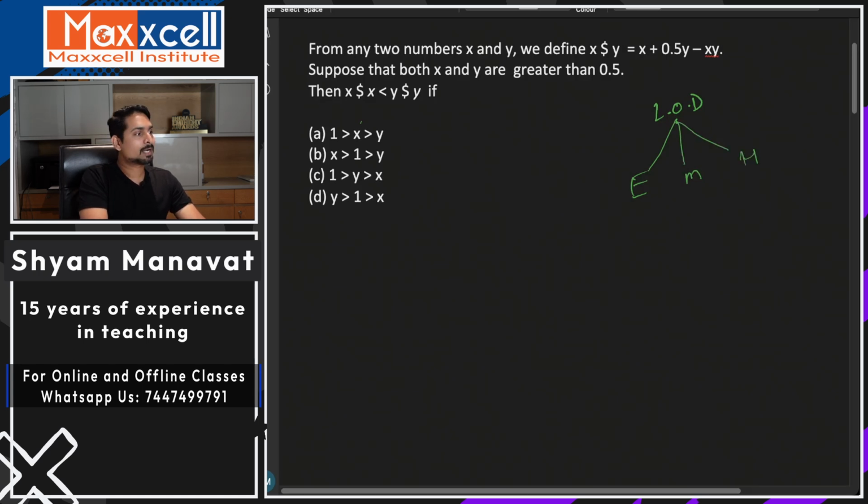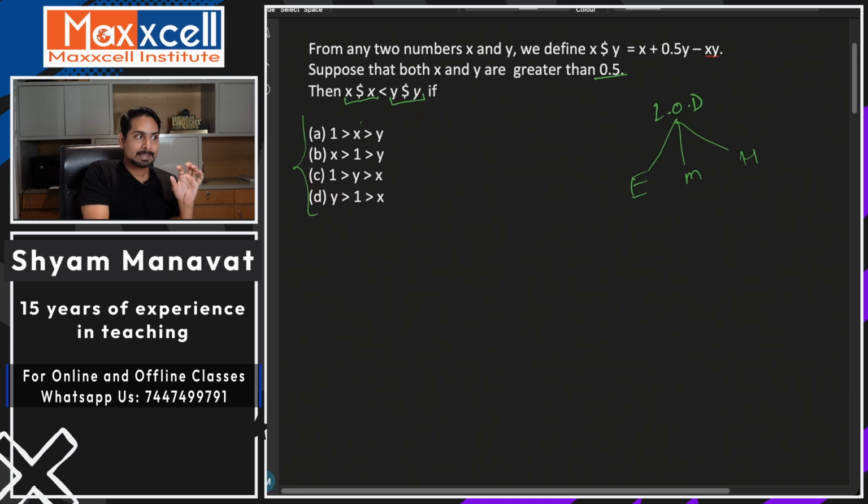So the question says, for any two numbers x and y, we define x $ y equal to x plus 0.5y minus xy. Suppose both x and y are greater than 0.5, given there in the question. Then x is less than y if, which of the options do you choose? That's the question. This kind of question is very common in the exam. So please pay attention, do not skip any part of this video and let's try to understand.